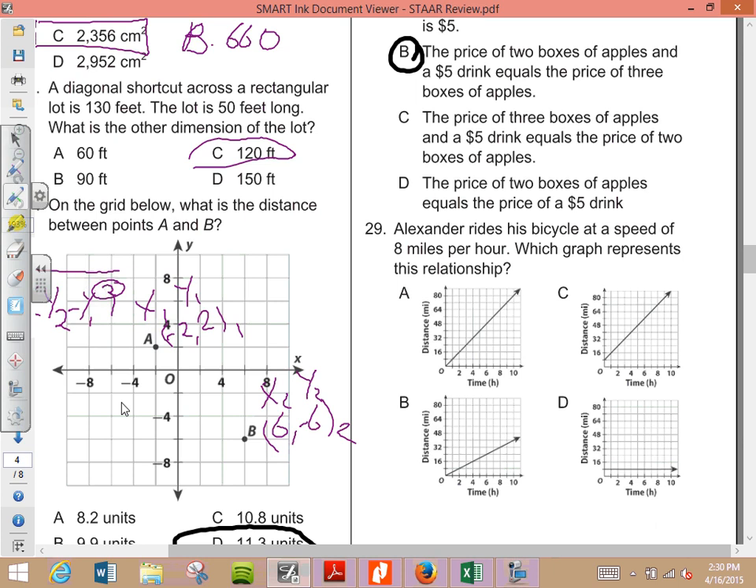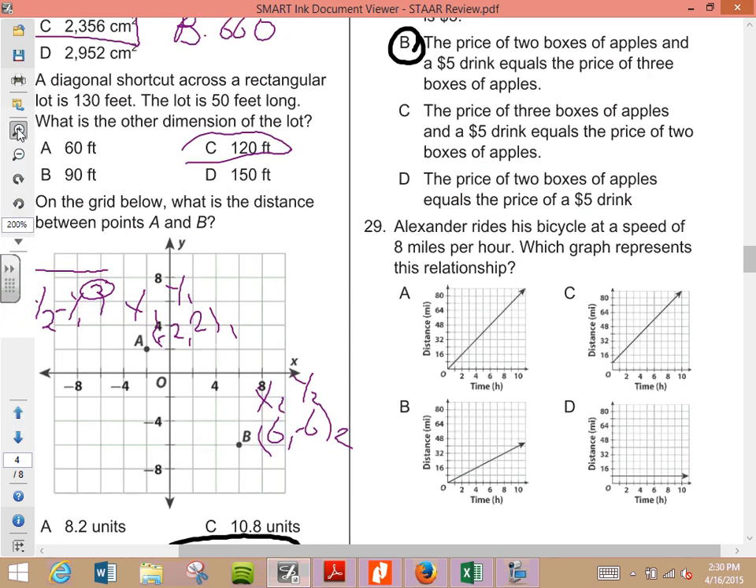Okay, moving on. Alexander rides his bicycle at a speed of 8 miles per hour. 8 miles per hour. You have to find what to figure it out. What would you have to do?